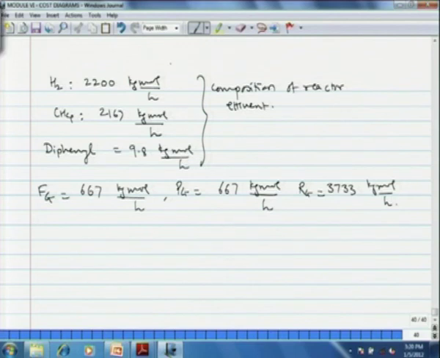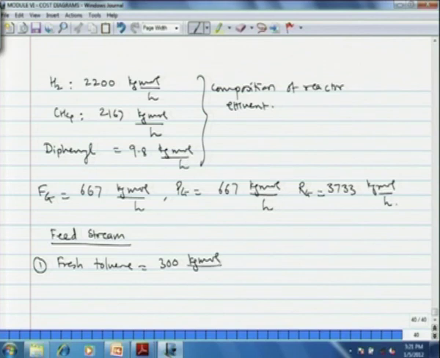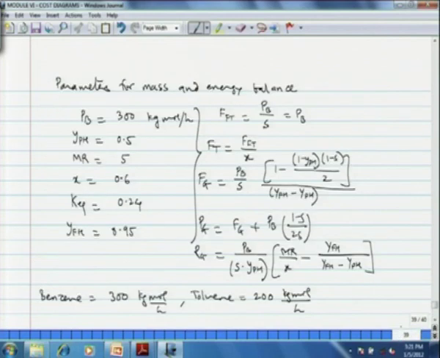Now, if we split the reactor effluent into recycle, purge and then calculate the feed stream composition, then we get the following values. Feed stream, fresh toluene will be equal to 300 kg mole per hour, because that is the production rate of benzene. Then recycled toluene, we assume complete recovery and recycle. So all of the unreacted toluene that is there, as we listed in the previous thing, this unreacted toluene.